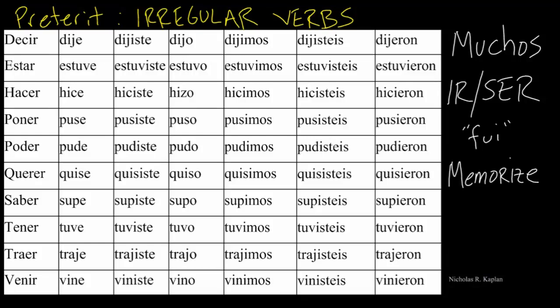You know, I know memorizing isn't fun. Memorizing isn't showy. I mean, Ashton Kutcher is not sitting at home on a Friday night memorizing his irregular verbs in the preterite, but you just have to do it. There's no rhyme or reason to how these come about.